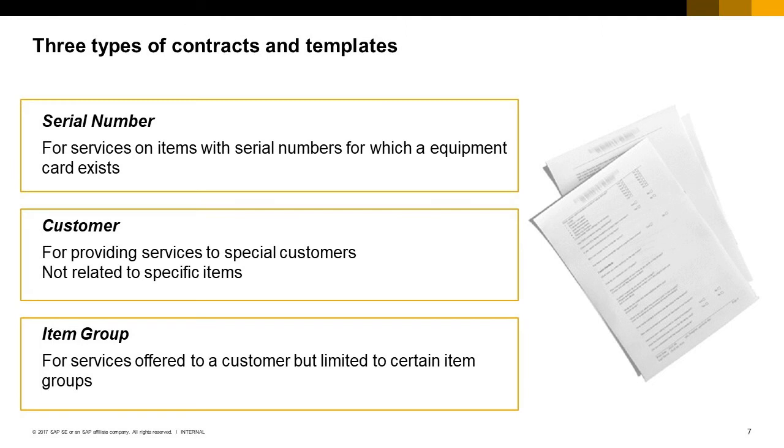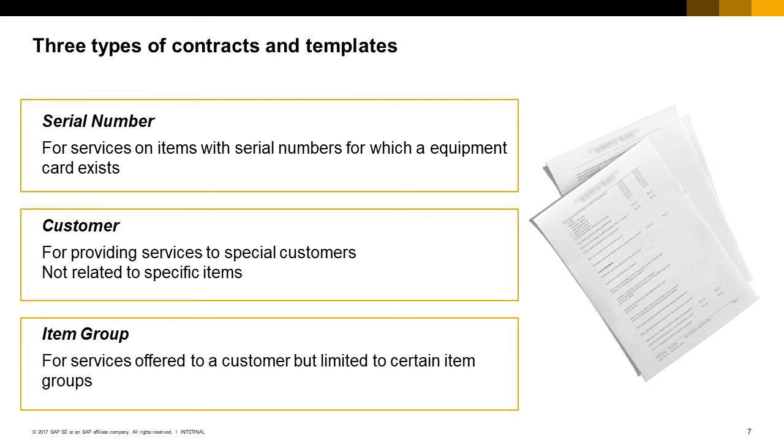Service contracts focus on services for one of the following contract types. Services on items with serial numbers for which an equipment card exists, commonly, a service contract that provides services for a customer based on an item's warranty. Services for special customers. You might have agreed with a customer to provide services that are not related to any item. Services offered for certain item groups. These contracts are valid for certain item groups only.